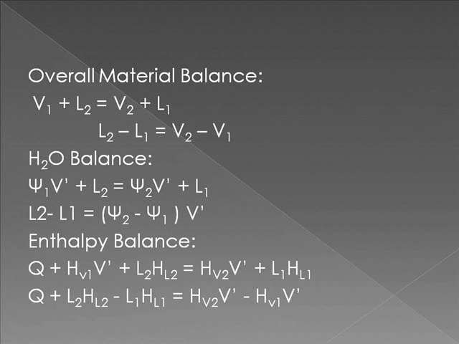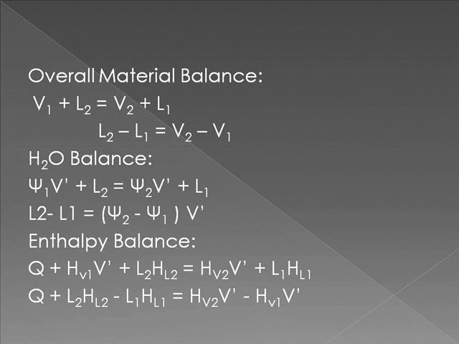In setting up the enthalpy balance, we have Q plus HV1 V prime plus L2 HL2 is equal to HV2 V prime plus L1 HL1. Rearranging, we have Q plus L2 HL2 minus L1 HL1 is equal to HV2 minus HV1 times V prime.